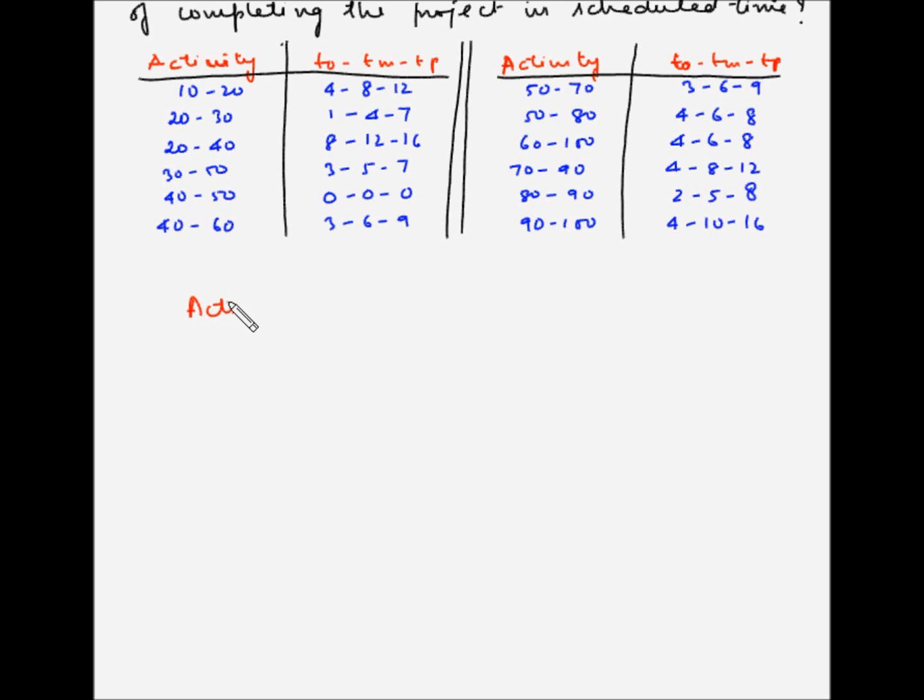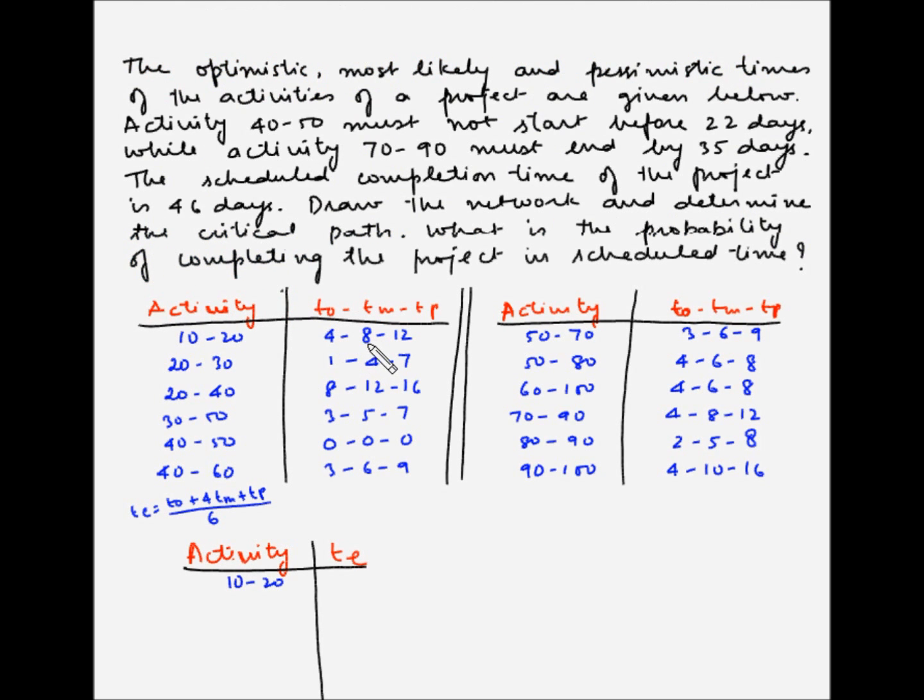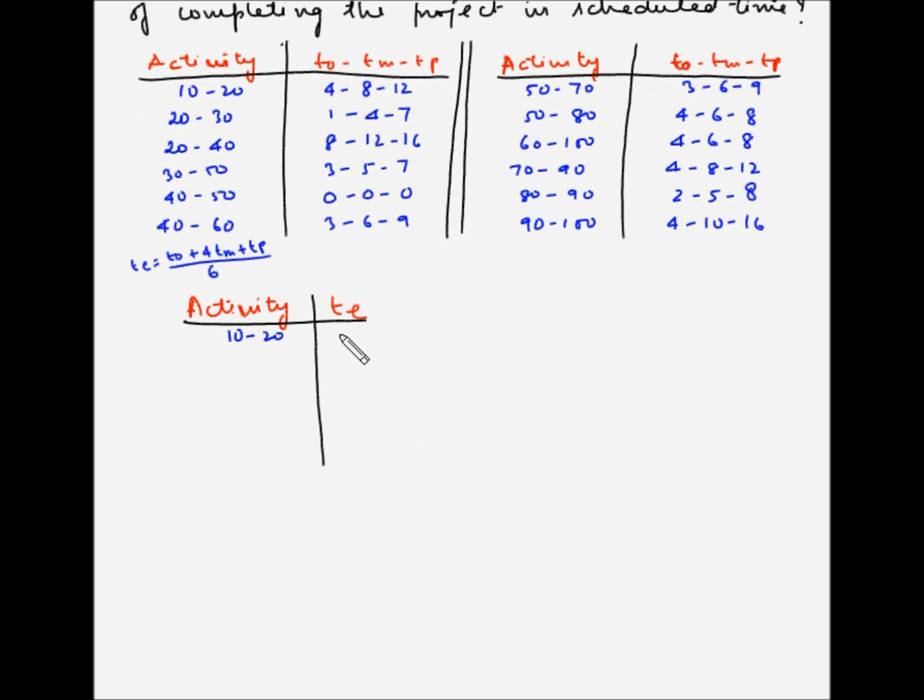So we have activity, and we have the expected time. We know that the expected time duration is TE is equal to TO plus 4 times TM plus TP divided by 6. So for each of the activities we know TO, TM, and TP. So let's try to find out TE. Activity 10 to 20, TE will be 4 plus 4 times 8 plus 12 divided by 6, which is equal to 8.